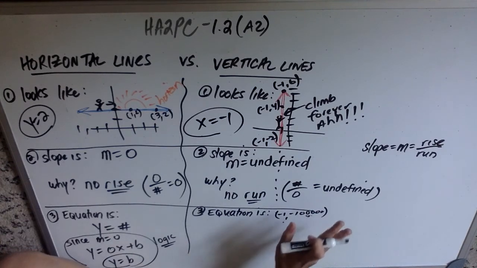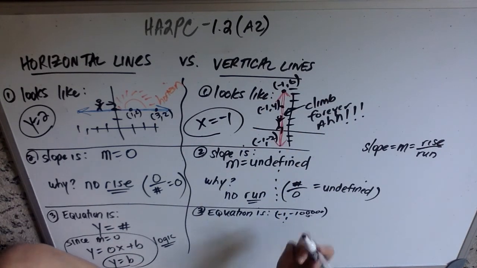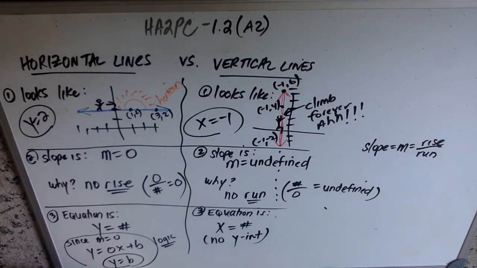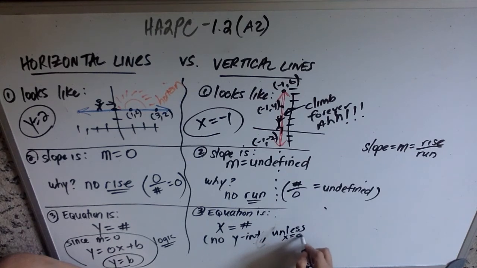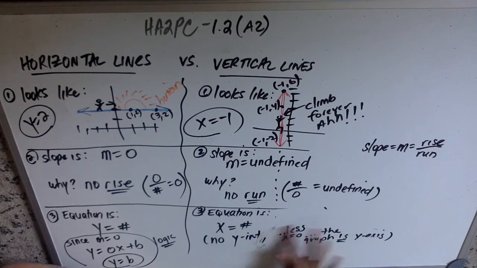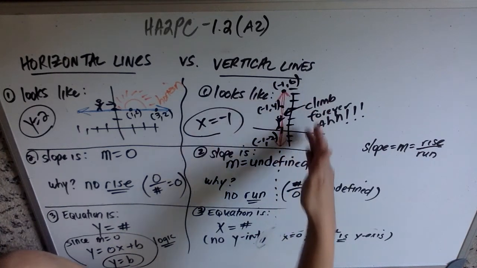The y value is irrelevant. Everywhere on this line, the x value will be negative 1. So the equations of vertical lines are going to be x equals some number. It is worth noting that there is no y-intercept, unless x happened to be 0, in which case the graph is the y-axis. If x were 0, then the graph would literally be the whole y-axis everywhere. But if x is anything else, you'll notice that this line does not hit the y-axis.